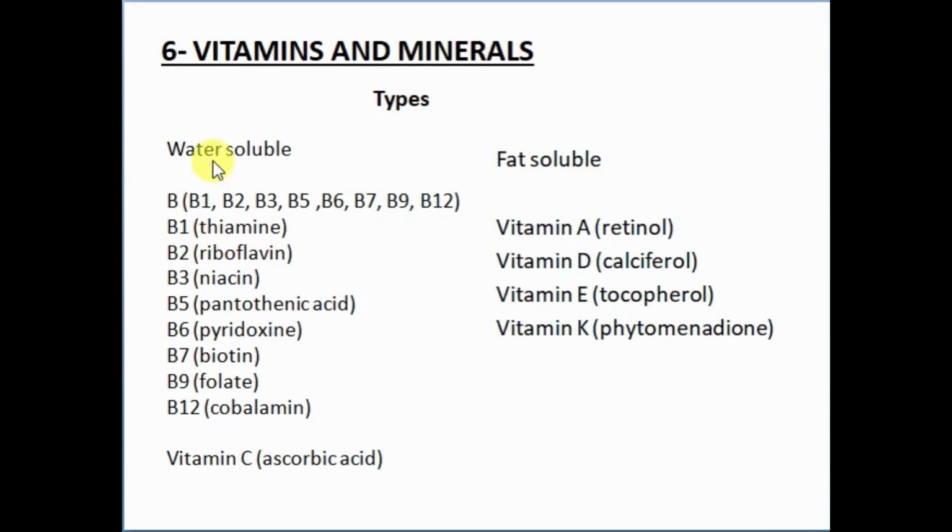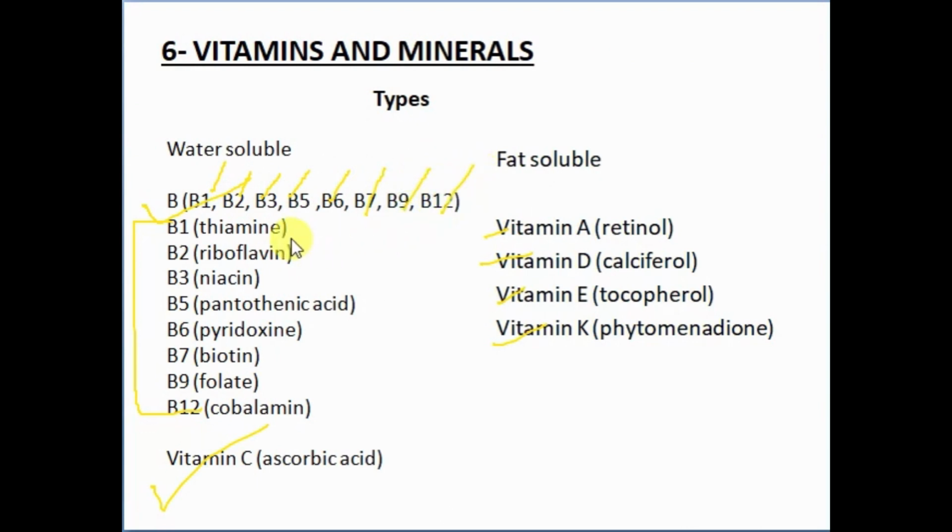So we have vitamin B and vitamin C. Vitamin C is called ascorbic acid. Now in vitamin B, we have these types of vitamin. Okay, so what all vitamins we have? We have vitamin A, D, E, and K. They are fat soluble, and vitamin B and vitamin C are water soluble. Now under vitamin B, we have these types of vitamins. They are vitamin B1, B2, B3, B5, B6, B7, B9, and B12.